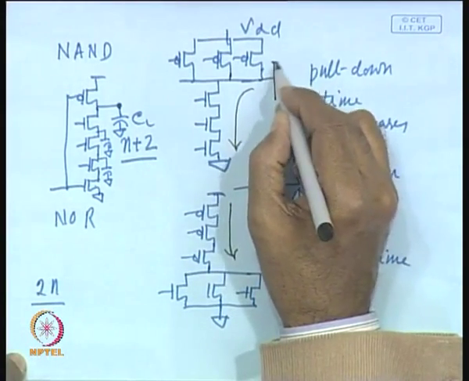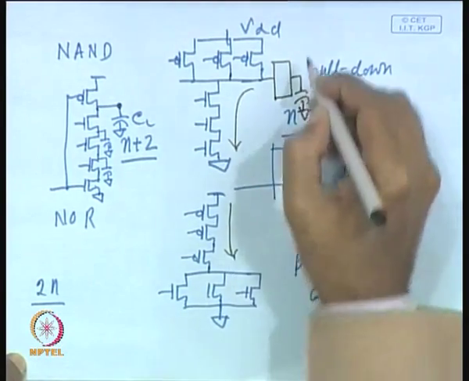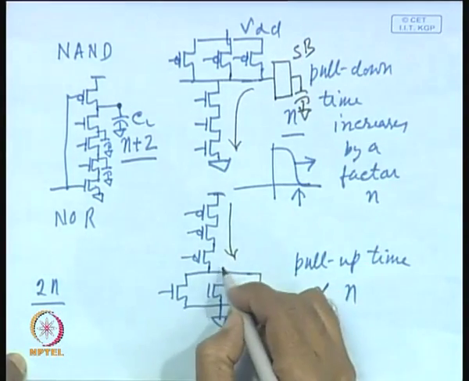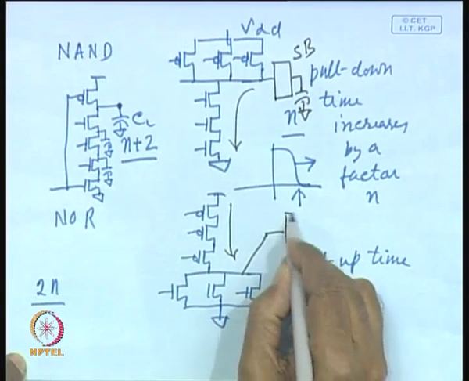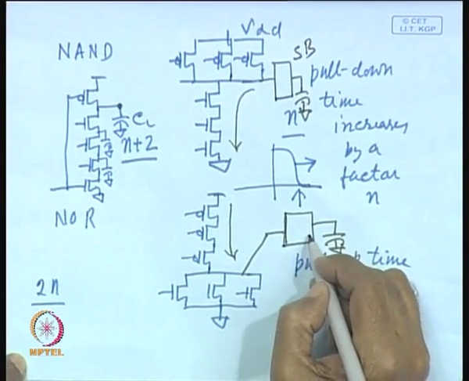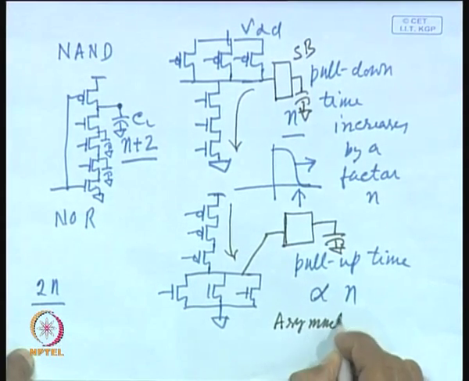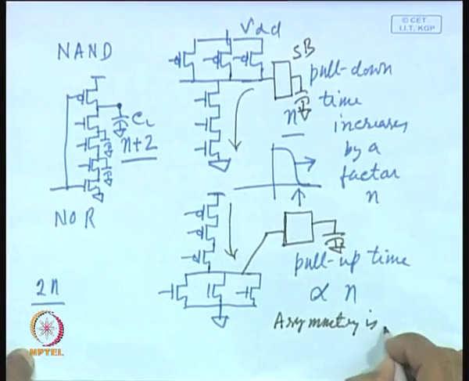How it has been removed, I have discussed in detail. That is number one, because the driving capacity is increased. So, at the output of this, you will put a super buffer, here is your super buffer, and that will drive the large capacitive load. This is number one, that means the asymmetry is removed.